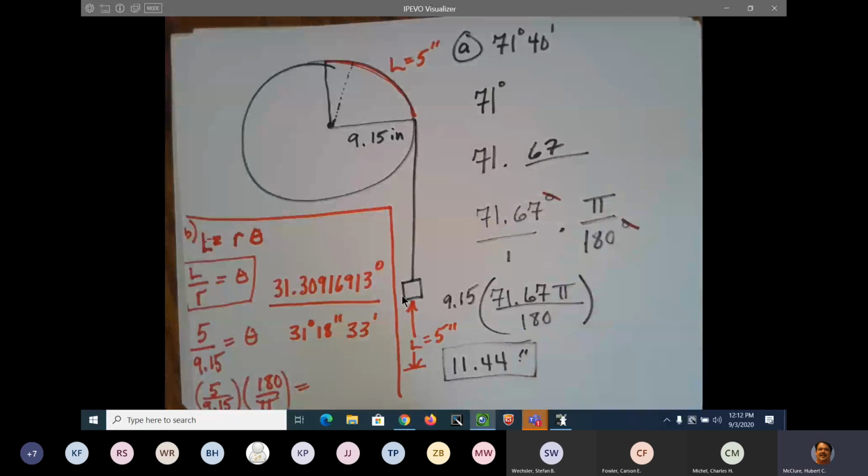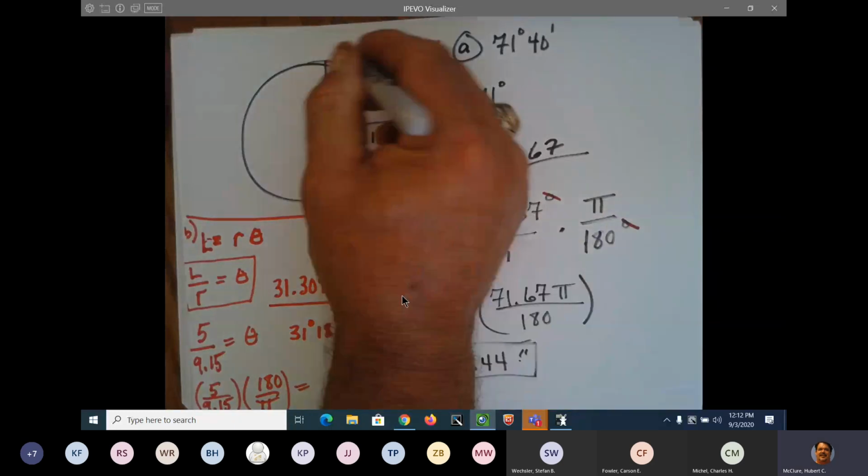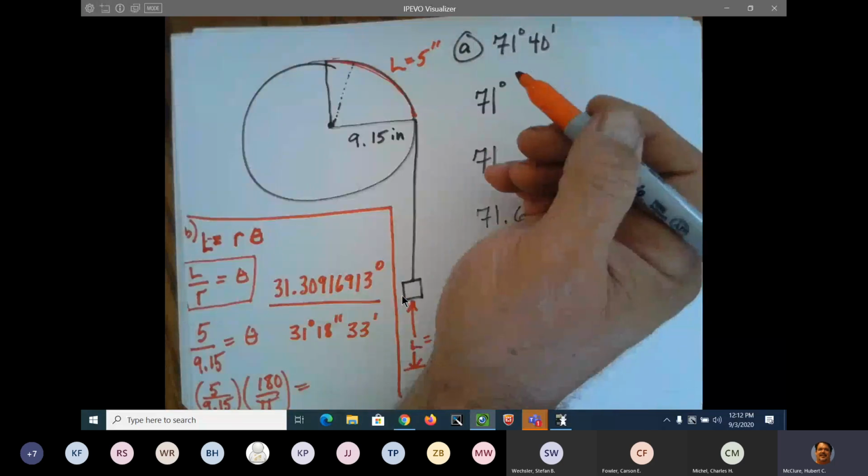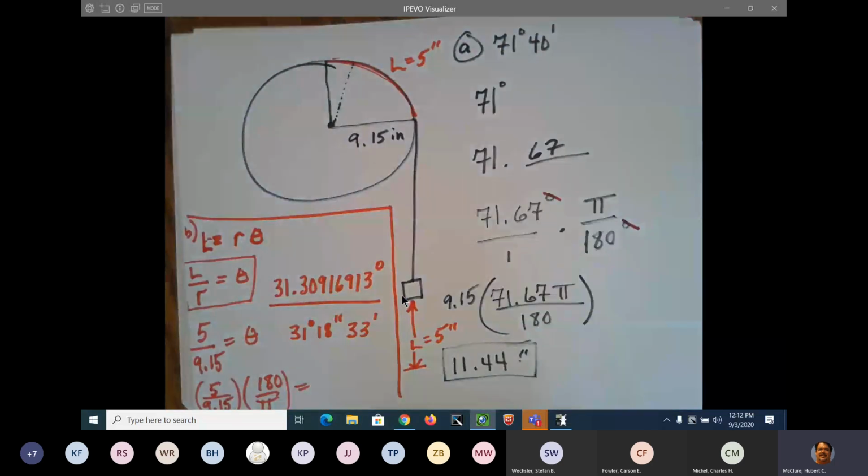Think of a bicycle wheel. If you turn a bicycle wheel 15 inches, then that means you've traveled 15 inches linearly.